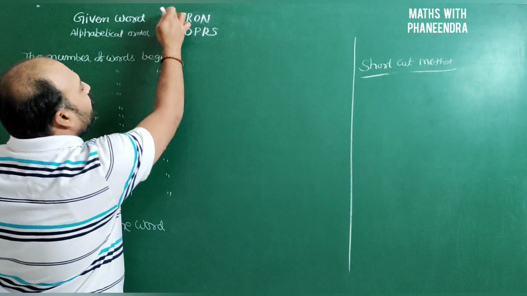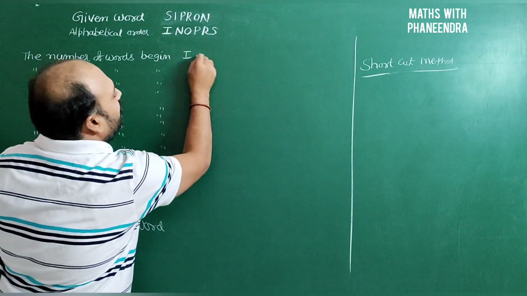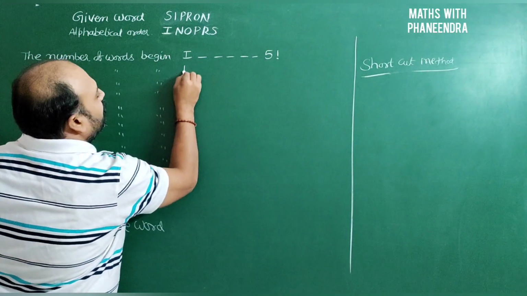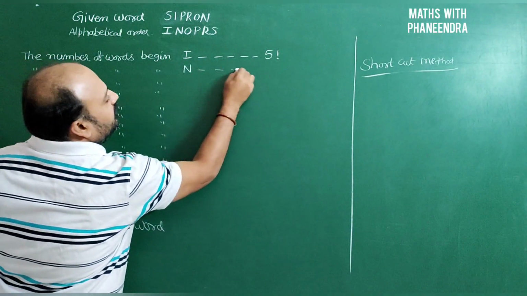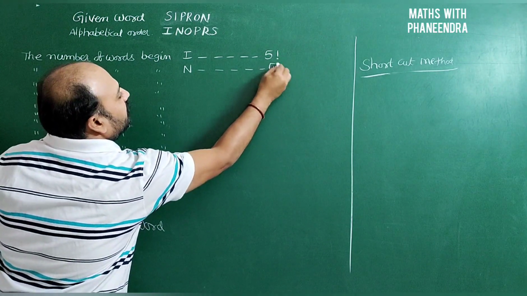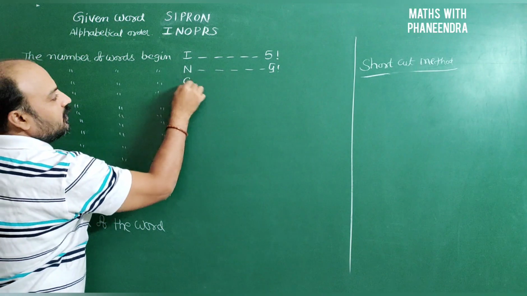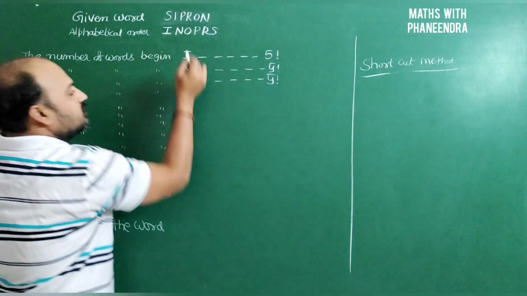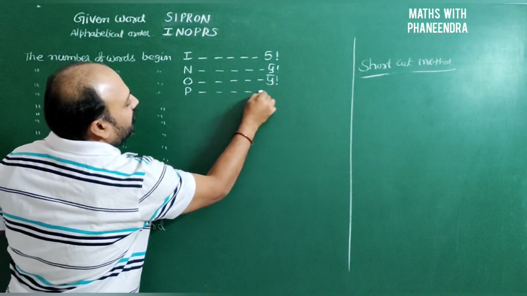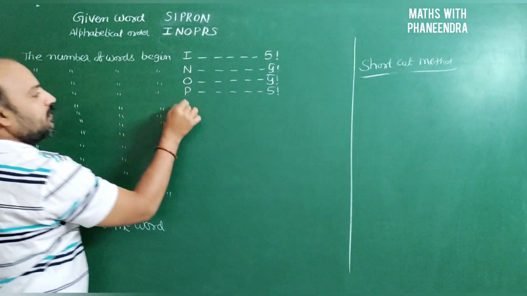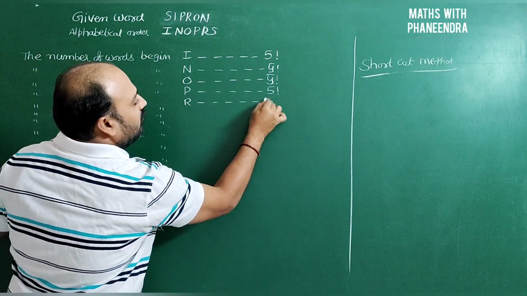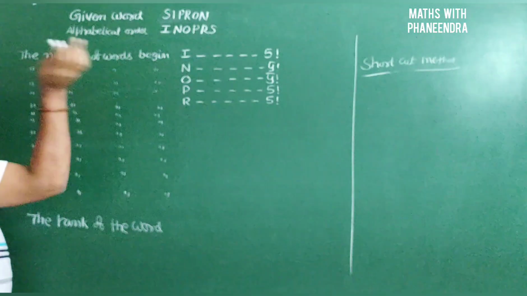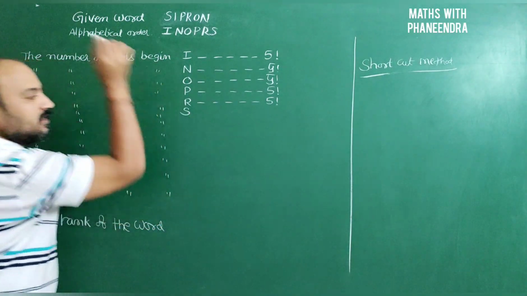So the number of words which begin with I, the remaining 5 places are there. The 5 letters can be arranged in 5 factorial. The number of words which begin with N, it can be done in 5 factorial ways. The number of words which begin with O, 5 factorial. The number of words which begin with P, 5 factorial. The number of words which begin with R, 5 factorial. Next, the number of words which begin with S. S is already there, no? The given word Cypron starts with S. So you can fix the S value.